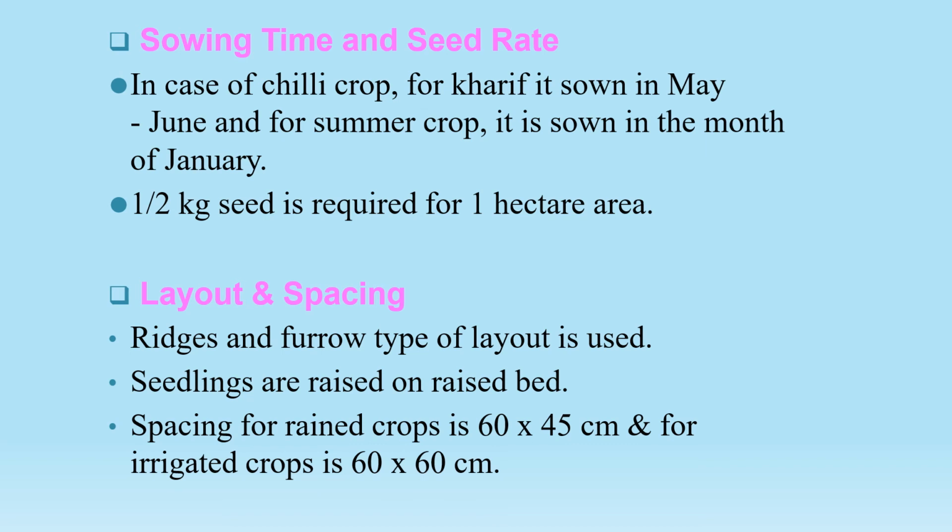The seed rate is half a kg of seed for 1 hectare. For layout and spacing, a ridges and furrows type of layout is used, and the seedlings are raised on raised beds. The spacing will be 40 by 45 centimeters for rain-fed crops, and 60 by 60 centimeters for irrigated crops.